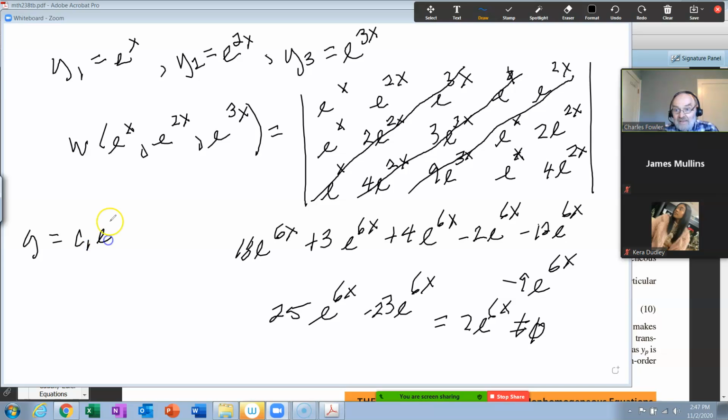c1 e to the x plus c2 e to the 2x plus c3 e to the 3x. That's your general solution for any value C1, C2, and C3. That would be, well, that is an ugly x there, and this one is missing the x here. Okay, 3x. All right. There's your general solution of that differential equation.